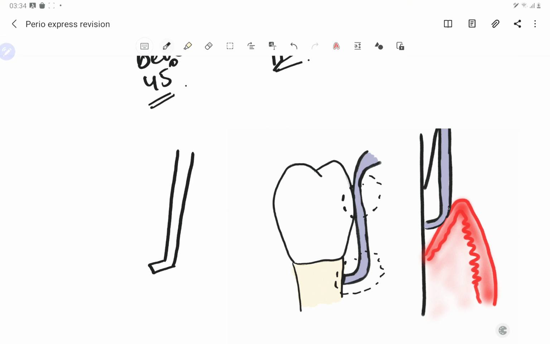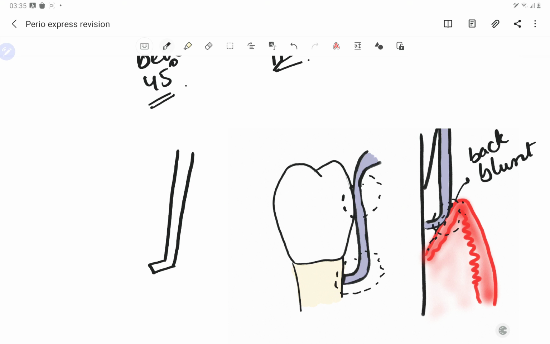And one really nice feature, guys, as you can see here, this back is blunt. Now, because this back is blunt, it is not harming these tissues of the sulcus. So this is a good advantage of this hoe scaler, that there is no damage to the adjacent tissue because the back of the blade is rounded.